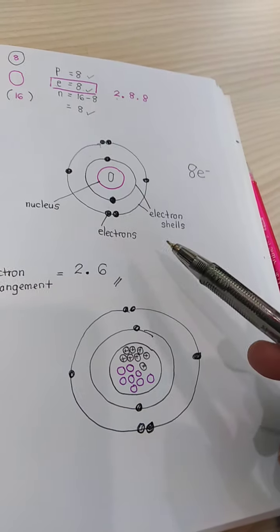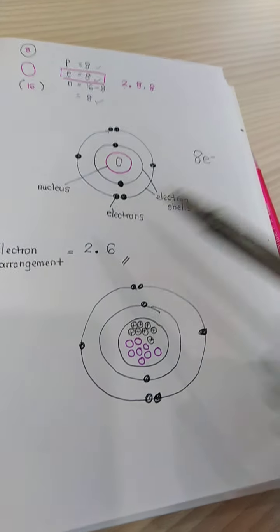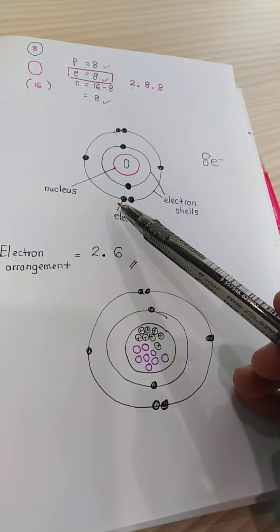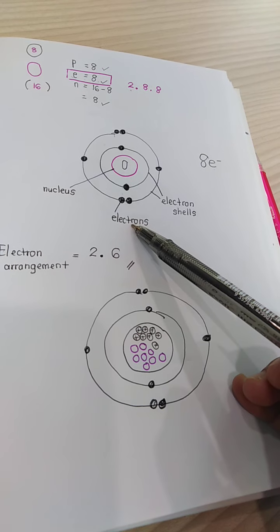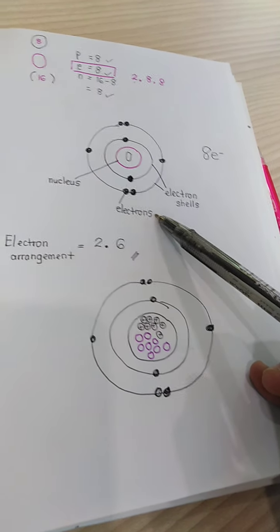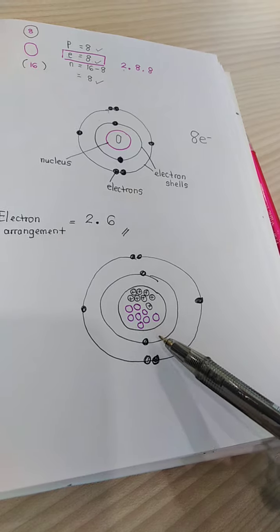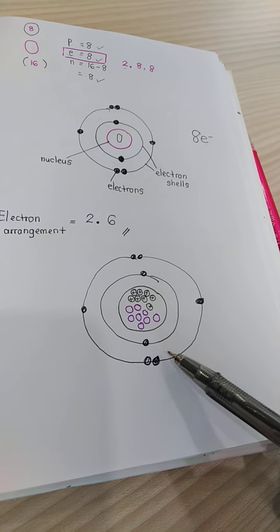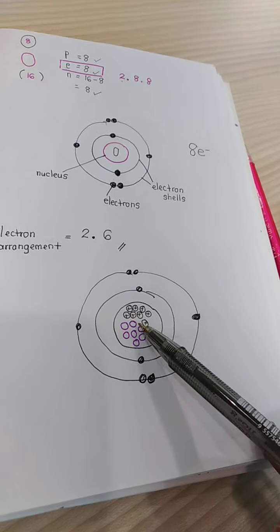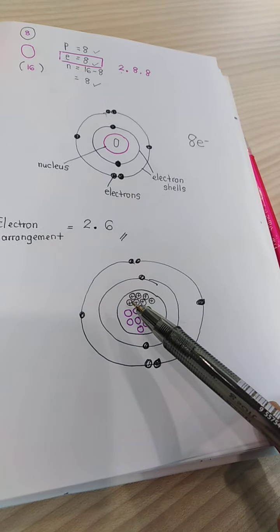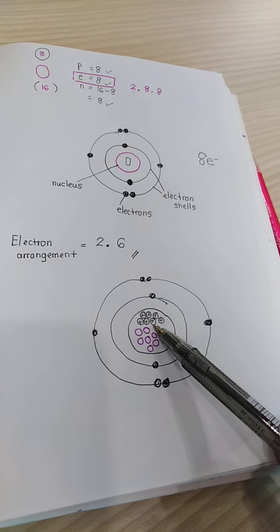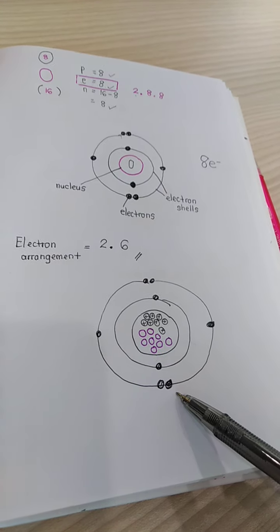So we have 2 ways of drawing. First, we just draw and show the number of electrons by obeying the formula 2.8.8. Or second diagram: the second way of drawing the atomic structure is we open all. We show every single number of proton, neutron, and electron.